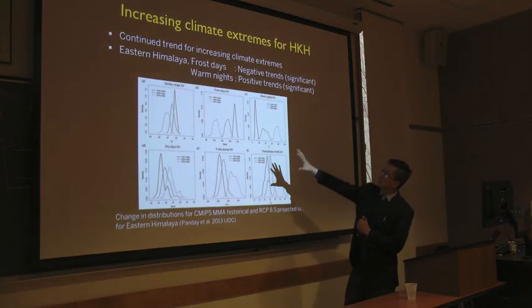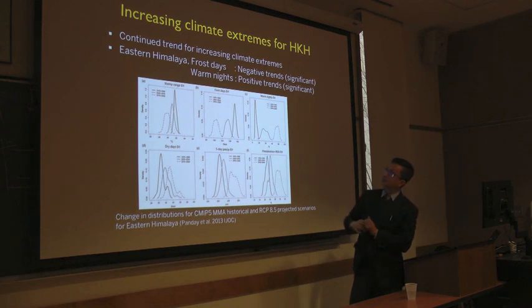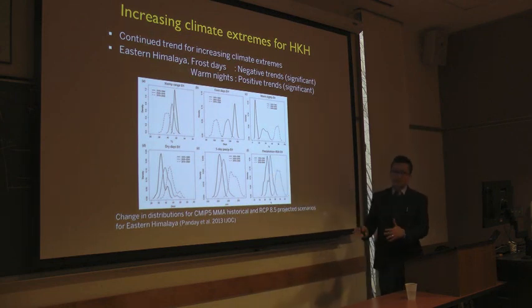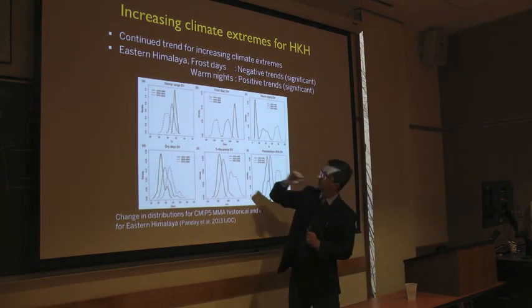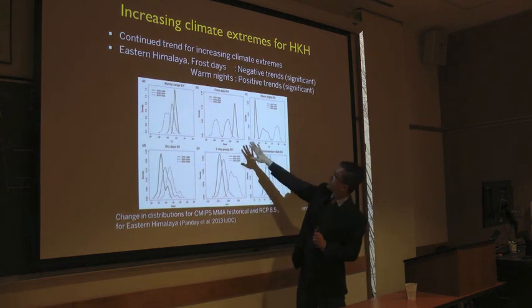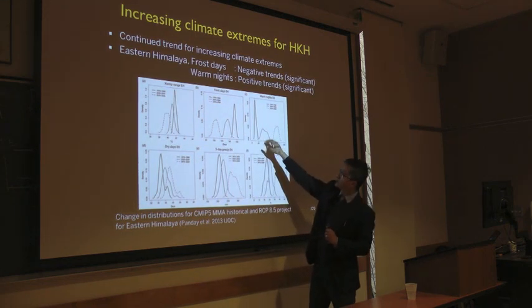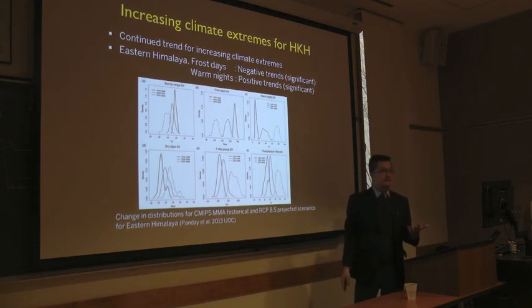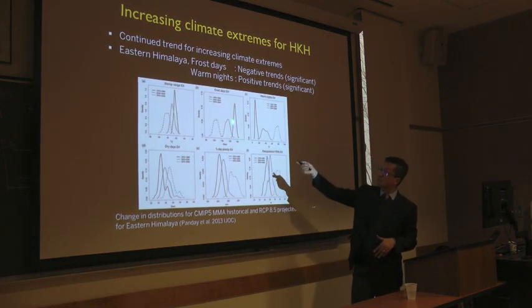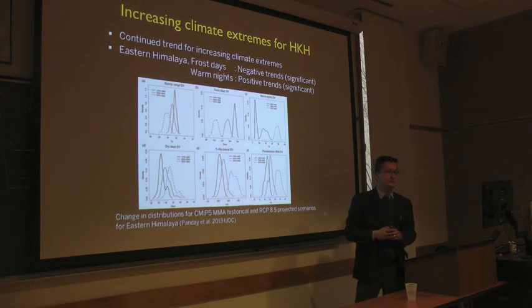Again, this is showing the same. What we see in particular that's alarming is for the eastern Himalaya, we see significant shifts in these climate extremes. So what I'm showing here is climate extremes. If you just want to focus on the frost days and warm nights, this here is our distribution for the last 30 years for the density of frost days.